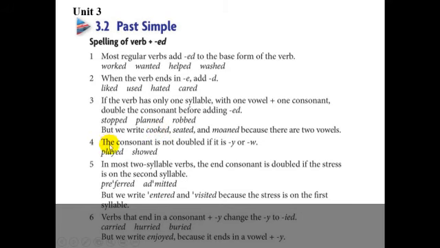Fourth, the consonant is not doubled if it is w or y, like play, played, show, showed. Fifth, in most two-syllable verbs, the end consonant is doubled if the stress is on the second syllable, like prefer, preferred, admit, admitted. But we write entered and visited because the stress is on the first syllable. Enter, visit, and so on.